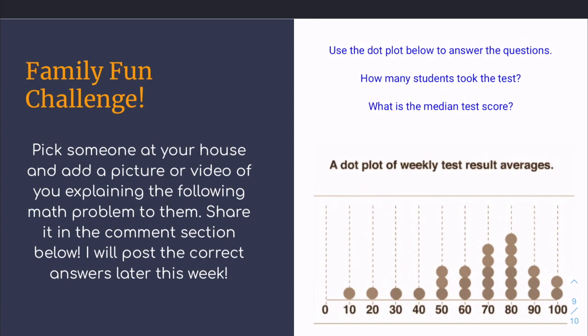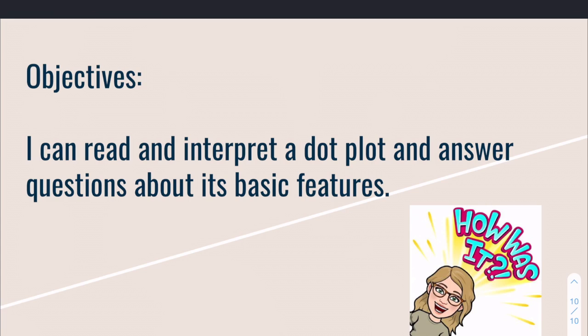All right, now that you are done with the Family Fun Challenge, we're going to take a look back at our objectives. The goal of today's lesson was I can read and interpret a dot plot and answer questions about its basic features. Think to yourself, hey, can I do that? Do I feel confident in that area? Or is that something that I will continue needing to work on?